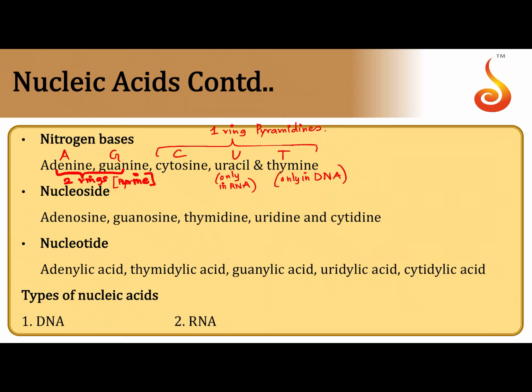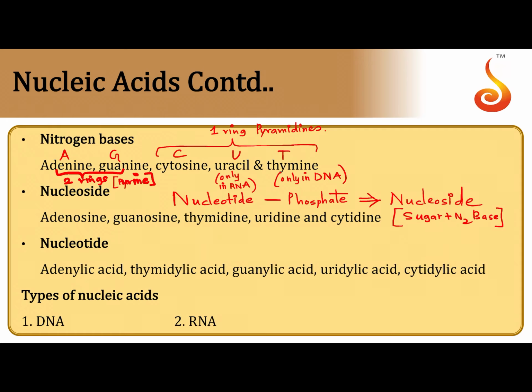What is a nucleoside? You take a nucleotide. I told you that a nucleotide has sugar, phosphate, and nitrogen base. You take a nucleotide, you remove the phosphate. Nucleotide minus phosphate, you get a molecule that is called a nucleoside. So a nucleoside basically has only two components in it: a sugar plus a nitrogen base, because you have removed the phosphate.